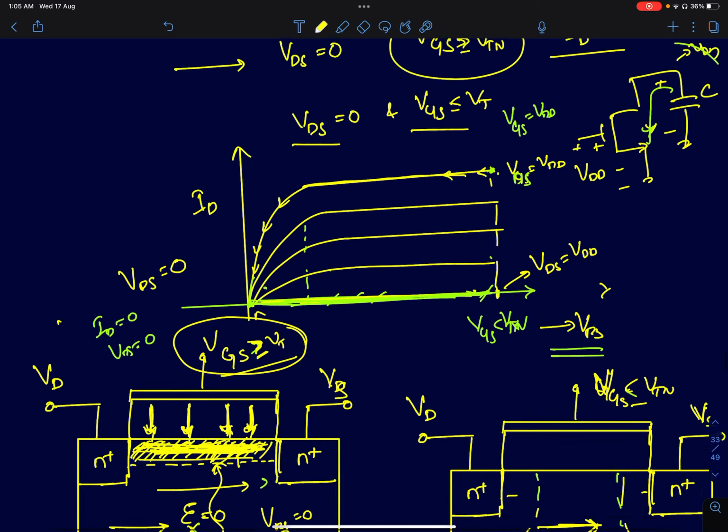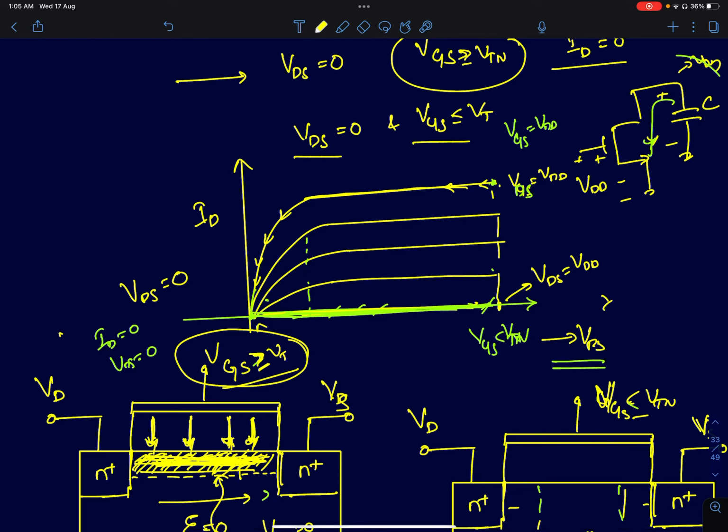You can easily show that on an ID versus VDS graph. On an ID versus VDS graph, the x-axis is the line when VGS is less than or equal to VTN, which means ID is zero no matter what your VDS is. Your VDS can be anything between 0 and VDD, but if your VGS is less than or equal to VTN, no current flows through this device.